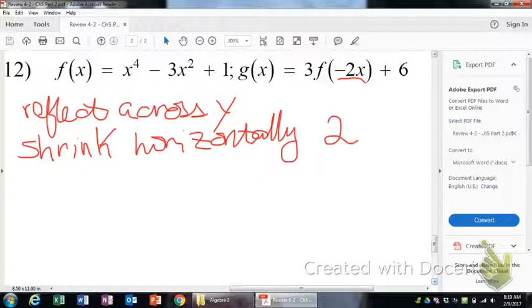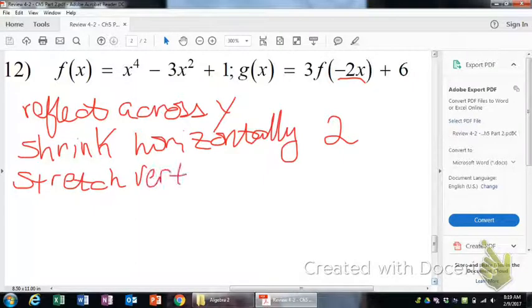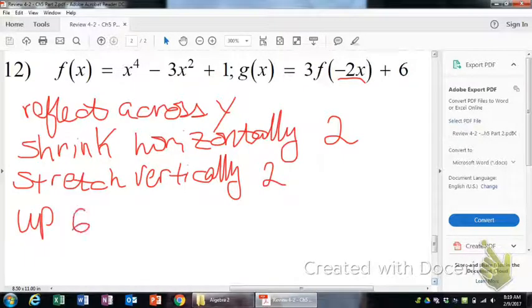And then I have a 3 out front. So once I'm done with the x part, I'm going to go ahead and do my y parts. Y is outside parentheses. So it's going to stretch vertically by 2. And then it's going to shift up 6. So that's your description. Go ahead and take a minute, write those down. I'm going to erase them so I can start plugging all of that in.